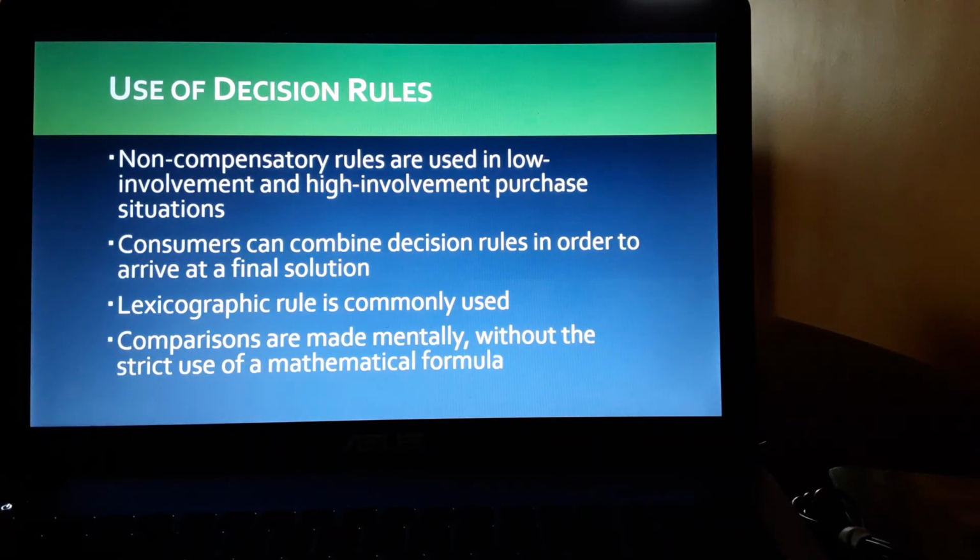So there are a variety of different ways that people use these rules. Non-compensatory rules are used in low involvement and high involvement situations. It could be anything from toothpaste to a new washer dryer. Consumers can combine decision rules in order to arrive at a final decision. So it's kind of like a game of Twister. Sometimes these matter, sometimes these don't matter. Lexicographic rule is commonly used.